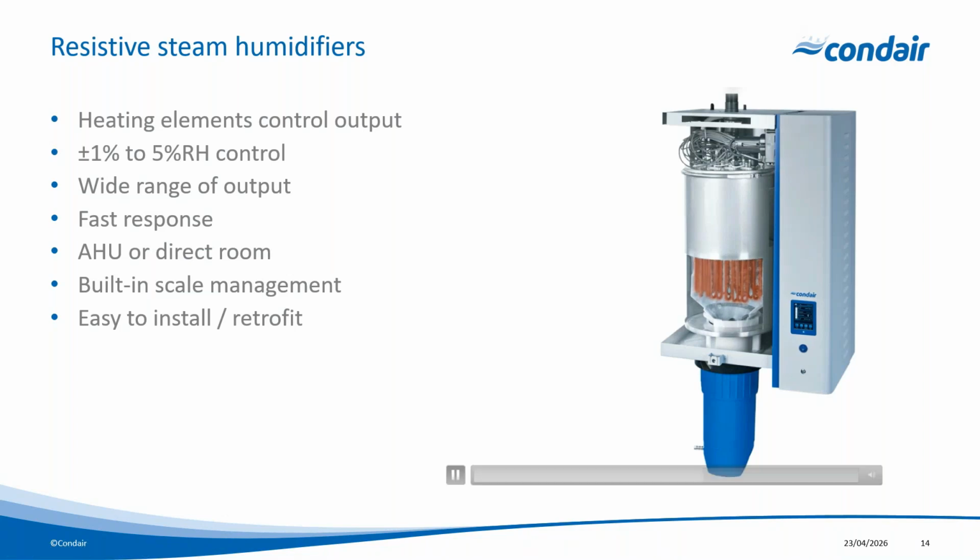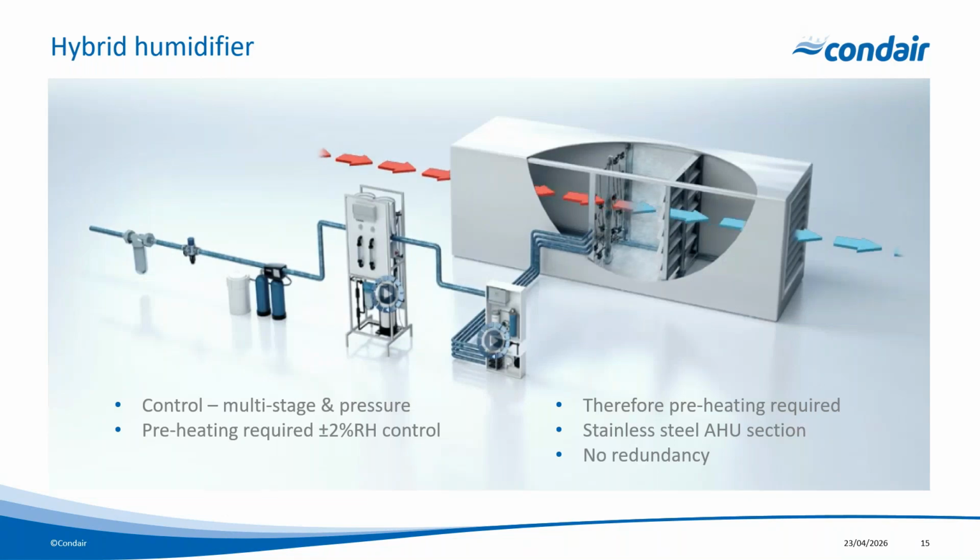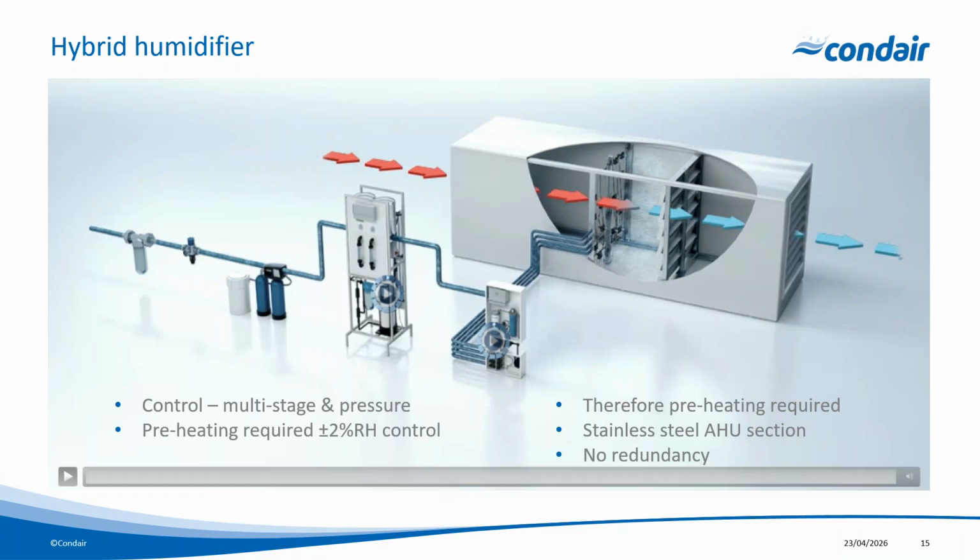Now here, though, we are using electricity to produce steam at atmospheric pressure. If we don't want to use electricity to produce steam, but we still want a high degree of accuracy, then we would go with an adiabatic hybrid system. This is an adiabatic hybrid system, and it utilizes dual technology, where reverse osmosis treated water goes through the RO plant, an ionization plant, and then we have a nozzle array spread across the cross-section of the air handling unit.